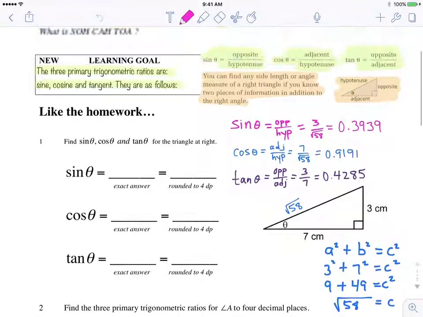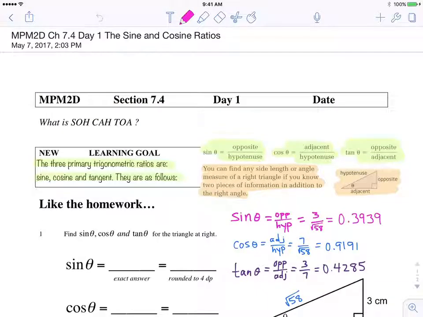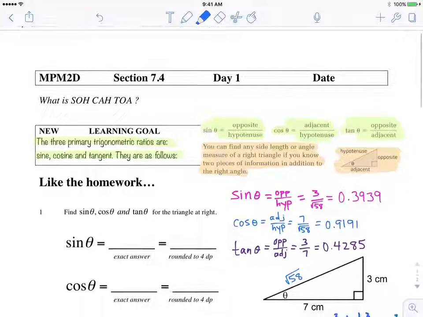Okay, gentlemen, today we're looking at 7.4 day one and the sine and cosine ratios. So first thing, what is SOHCAHTOA?